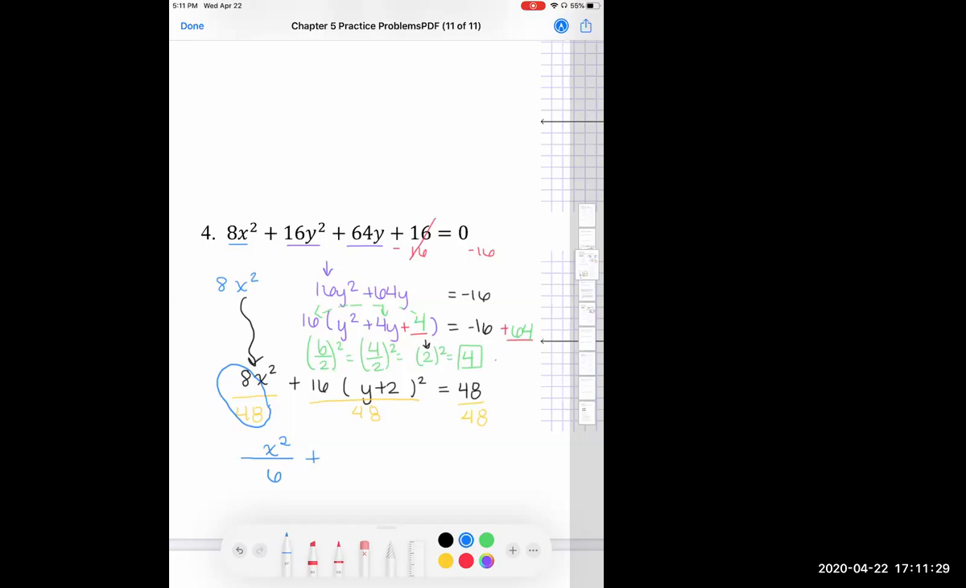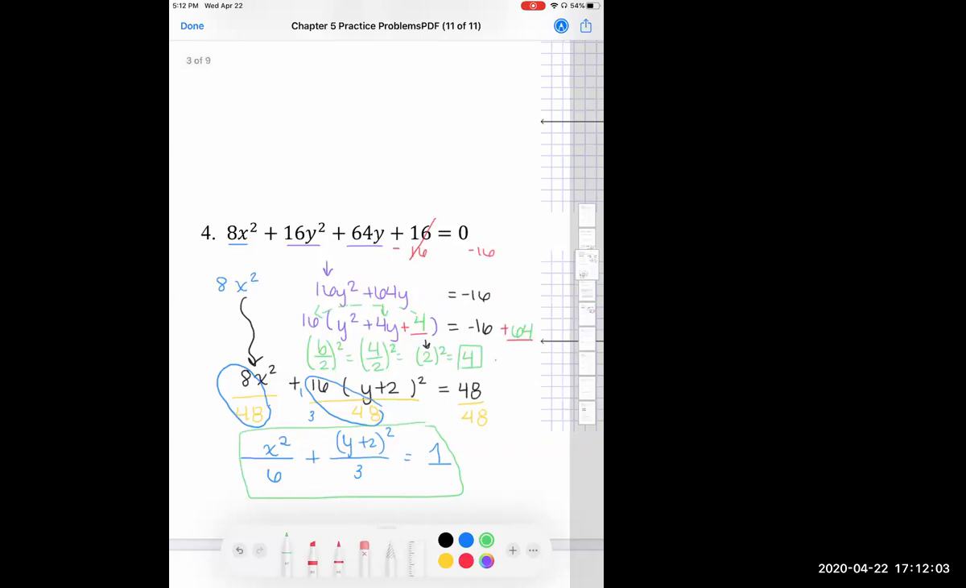And we have y plus 2 squared. And this fraction simplified to be 1 over 3. So we have a 3 in the bottom is equal to 1. Because 48 divided by 48 gives us that 1. All right, so let's box this. We have our equation in standard form. Now we can go ahead and start graphing.